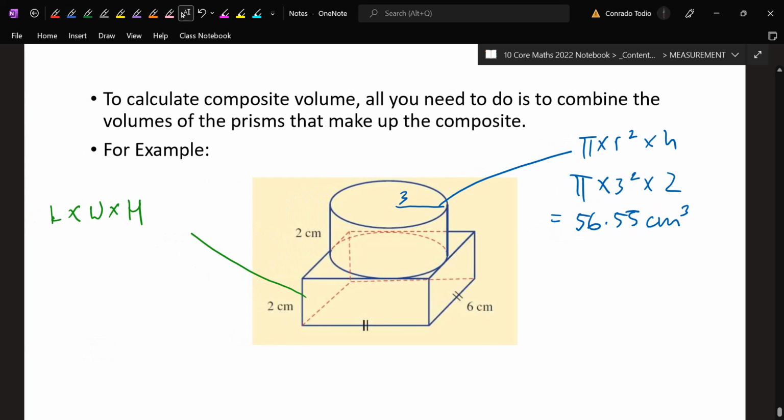Second one, again, really easy. Length times width times the height, so there's only 3 numbers you're looking for. If the length and the width are both 6, so 6 times 6, and the height is 2, 36 times 2 is 72. So it's 72 centimeters cubed. Right, so add them together, so the total volume.